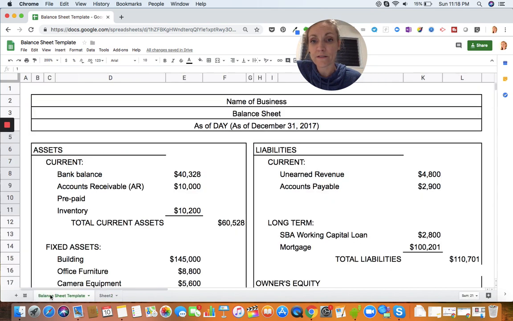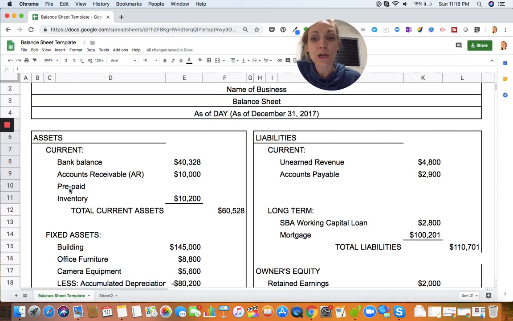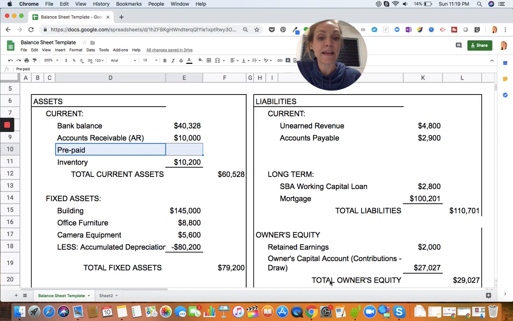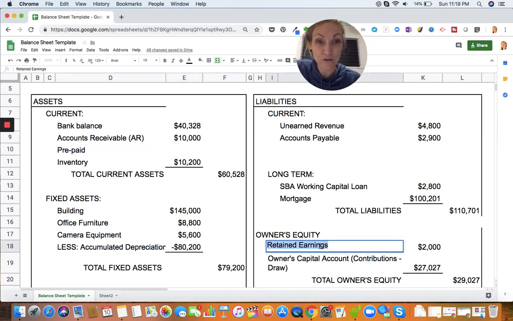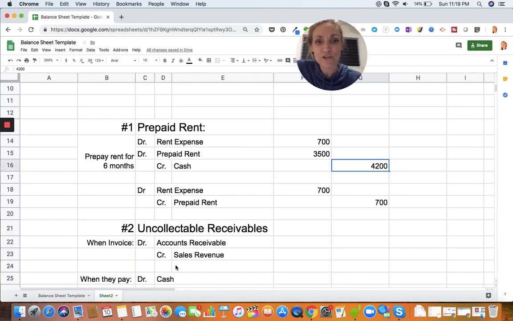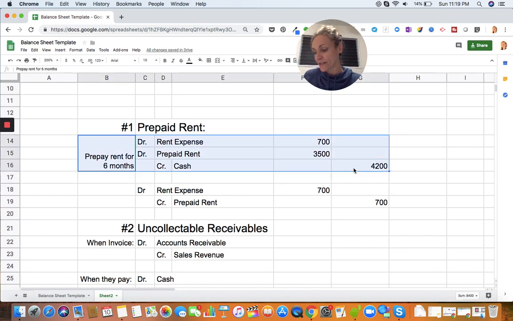So let's take a look here at the template. Prepaid accounts are under current assets. So we're just moving that money that we spent from the bank balance to the prepaid and taking an expense, which goes on our income statement and will get dumped into retained earnings at the end of the period. So that's the initial entry to record it.